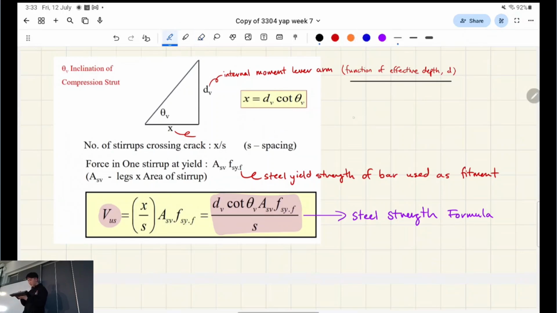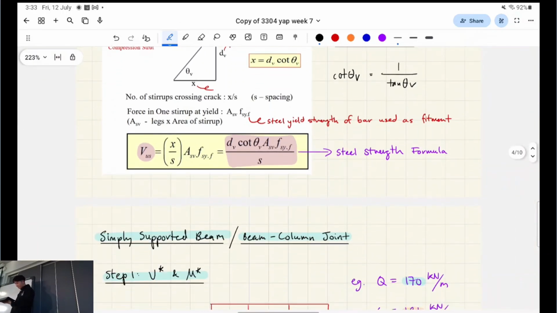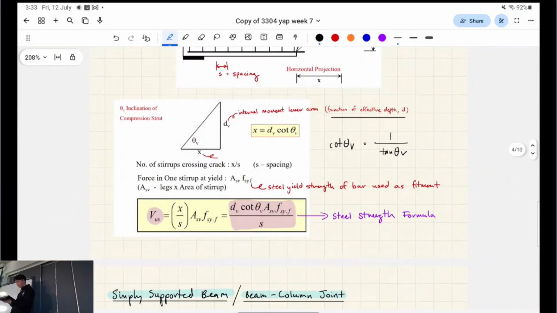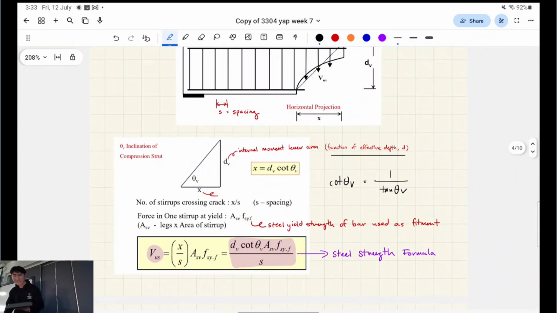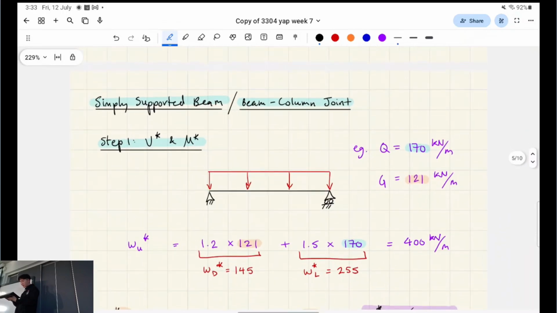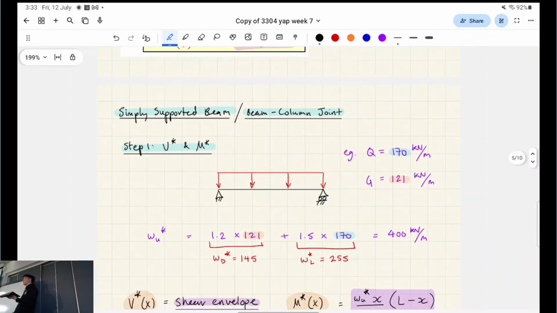Just a little reminder as well that cot theta V is 1 over tan theta V. So whenever you see that, that's what you punch in your calculator. Okay, does anyone have questions before I move on? All right, now I'm going to go through the step by step of what we do.